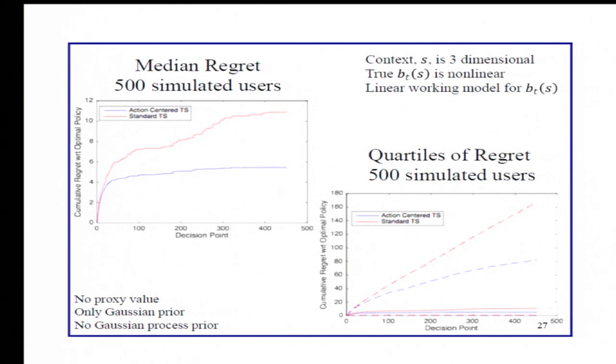So here you can see we just had a very simple model where we used a linear model for the baseline, the whole Thompson sampler, but the true underlying reward model was nonlinear. We ran a regular standard Thompson sampler, and you see how the regret increases very strongly, but with the action centered, it flattens out, because you only need to get the advantage part correct. You don't need to get the whole reward function correct.